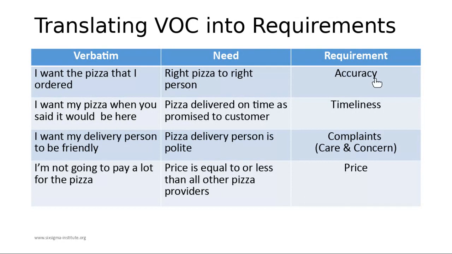So the type of requirement here is accuracy. That means the order is exactly what meets my requirement, the order that I placed from the beginning. I want my pizza when you said it should be here. So if you said the pizza will be at your place in, let's say, 15 minutes, then the customer is expecting that by 15 minutes the pizza should be there. So here the requirement is time.